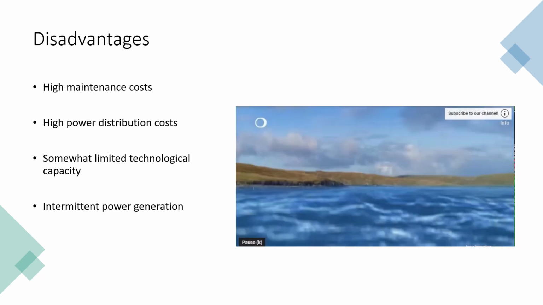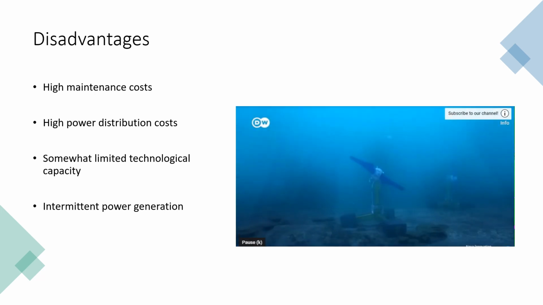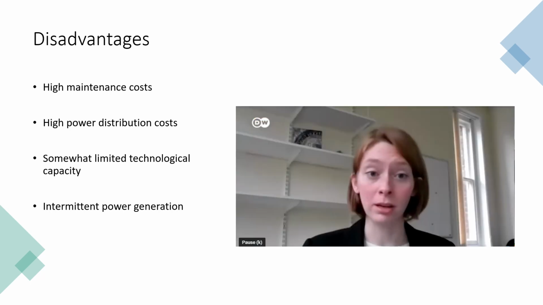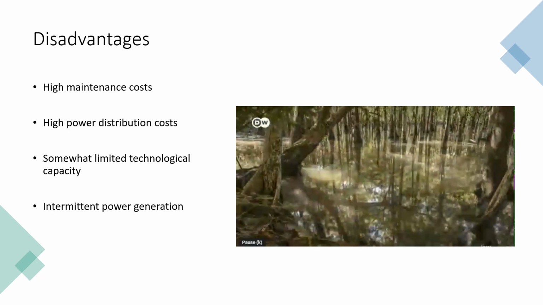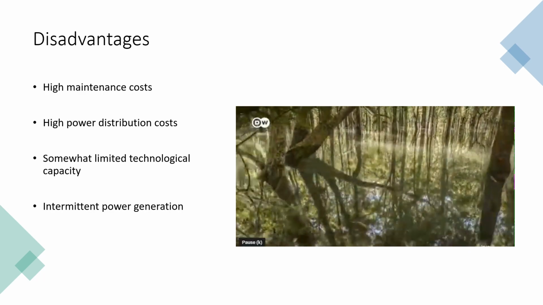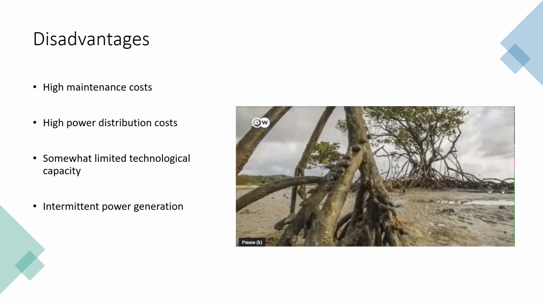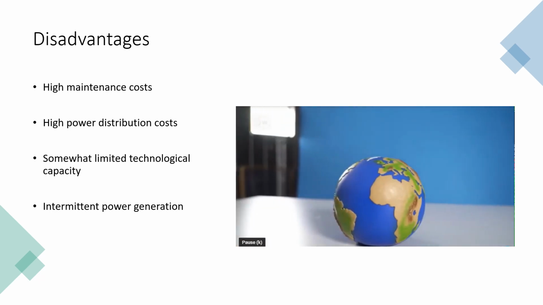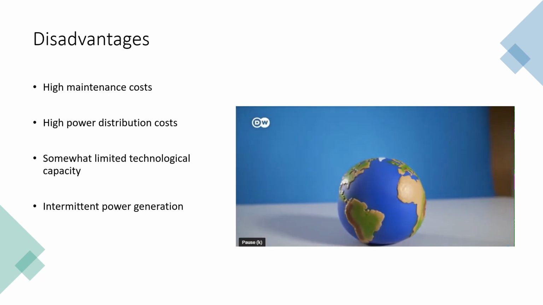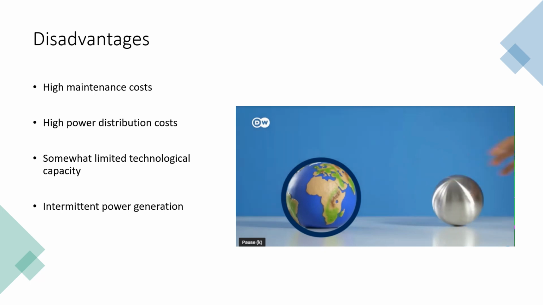Disadvantages: high maintenance costs, of course. So money, not very good. We have high power distribution costs because of the cable again. Limited technology capacity, because this technology is still in the developmental or experimental stage. And we can expect intermittent power generation, meaning we can't get constant power out of this system yet.